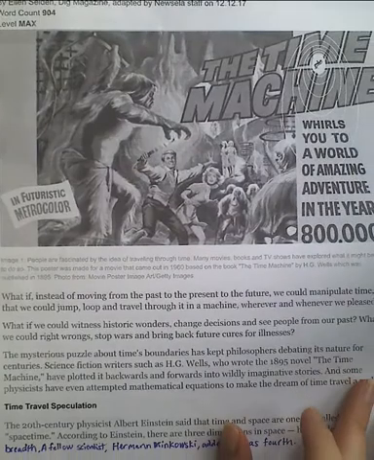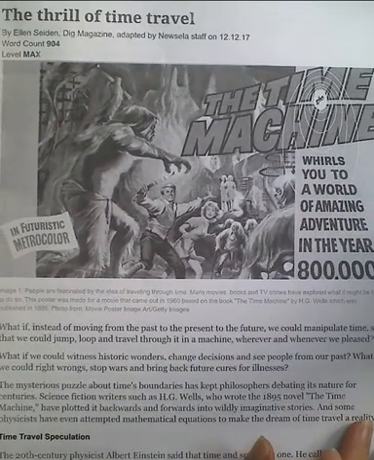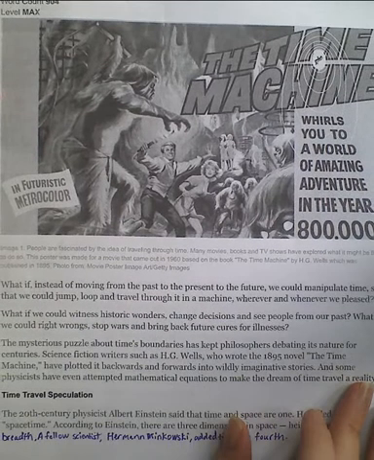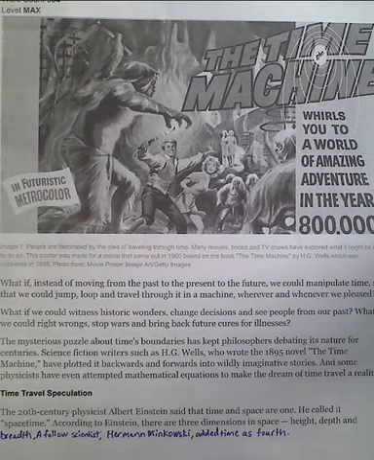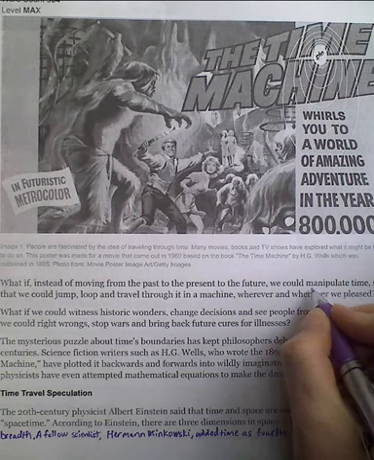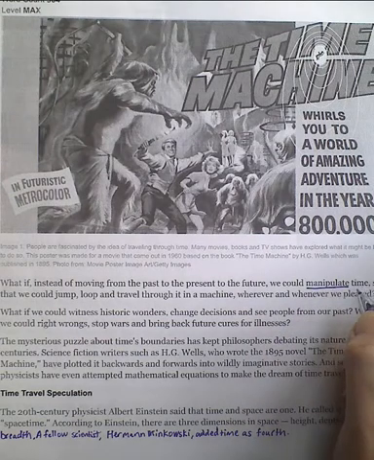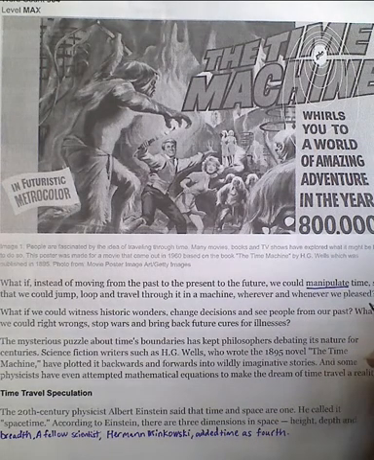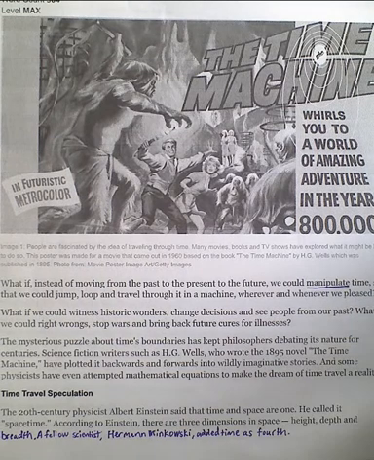Alright, here we go. So this one again is called The Thrill of Time Travel. What if instead of moving from the past to the present to the future, we could manipulate time so that we could jump, loop, and travel through it in a machine wherever and whenever we pleased? Okay, so the word manipulate, that's one of your power words. I want you to be thinking about what that means. How else have you seen that word used? What does it mean to manipulate time? Okay, so manipulate time meaning to change it or control it in some way.